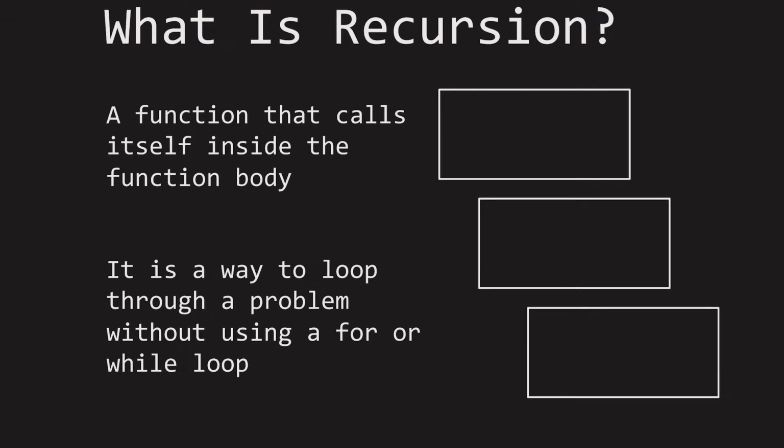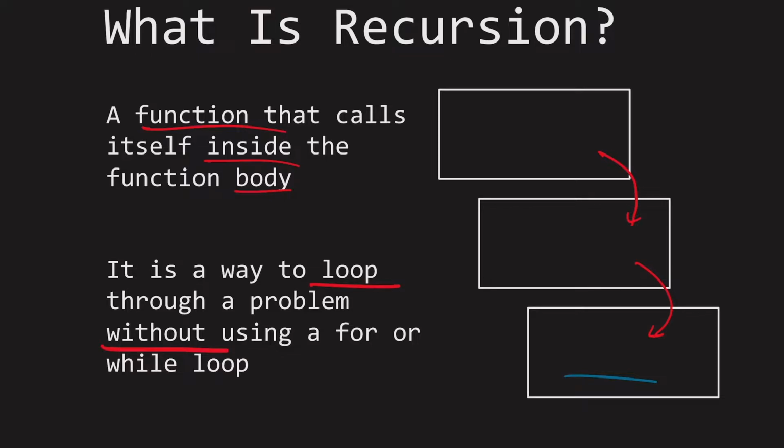Recursion is an abstract concept for most new programmers, but it's very simple. It is a function that calls itself inside of its own body. One function calls the next, which calls the next, and in theory, you want it to eventually stop. Think of it as a way to loop through a problem without using a for or while loop.